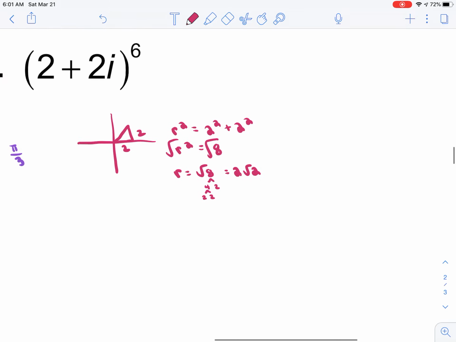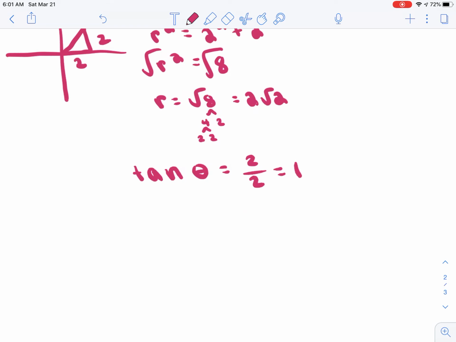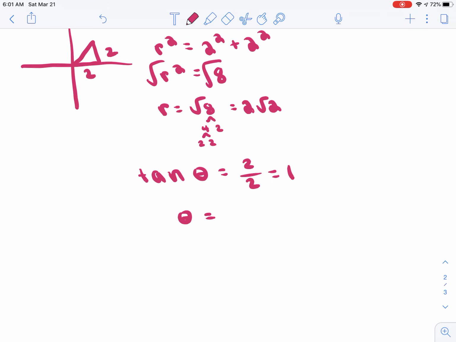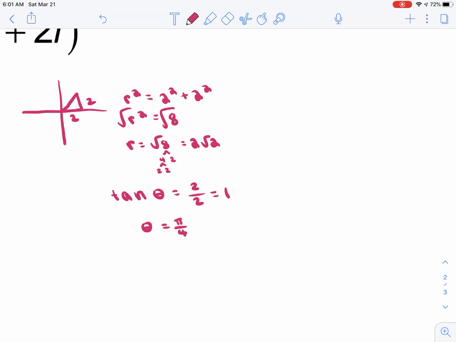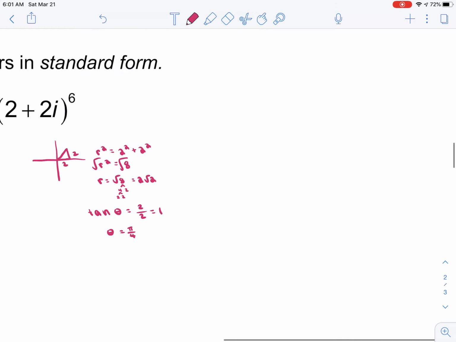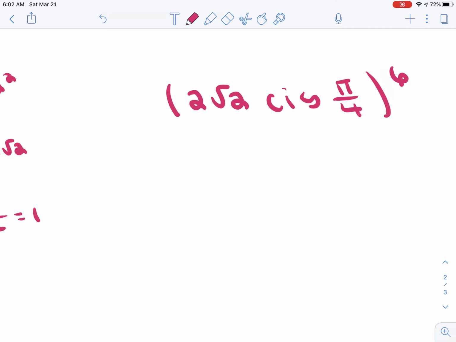From there, we can find our theta. Definitely going to use tangent on this one. And notice that I'm getting a tangent of theta equal to 1. Since I'm in the first quadrant, that would have to be at pi over 4. Now, from here, we're going to take what we just got, 2 root 2, and we are going to write cis pi over 4, and we are going to raise that to the 6th power.